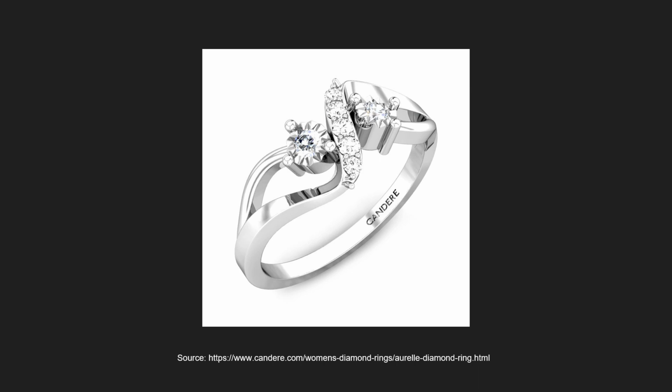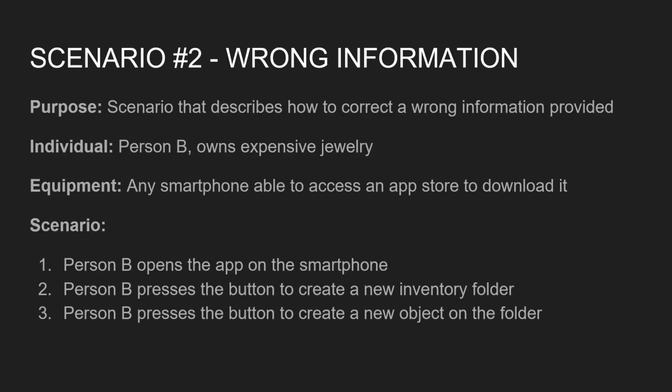Now let's look at another example. This example is going to be about a woman with jewelry. So if the person inputs wrong information, there is still a way to correct it. As I said, this person owns expensive jewelry, and once again, any smartphone should be able to access an app store and download the app. The person opens the app on the smartphone, presses the button to create a new inventory folder, and presses the button to create a new object on the folder, just as the first one.